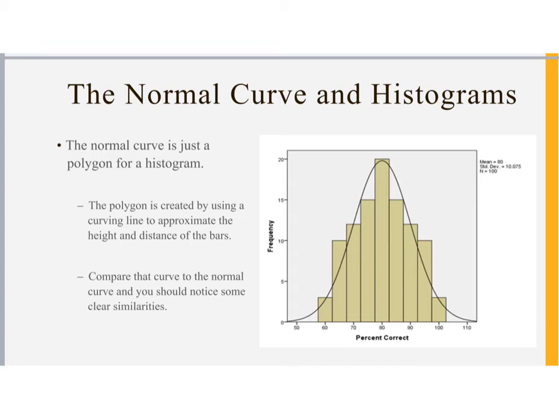As noted before, the normal curve is just a polygon for a histogram. That means we have that nice bar graph for quantitative data, where we've drawn in those sloping lines, kind of like a connect the dots, and we see this bell-shaped curve emerge. Here I have an example from another data set of percent correct on an exam, where the mean score was 80 and the standard deviation was 10.075. Here we had a sample size of 100.